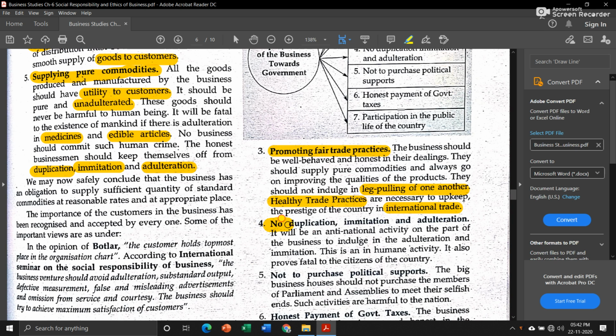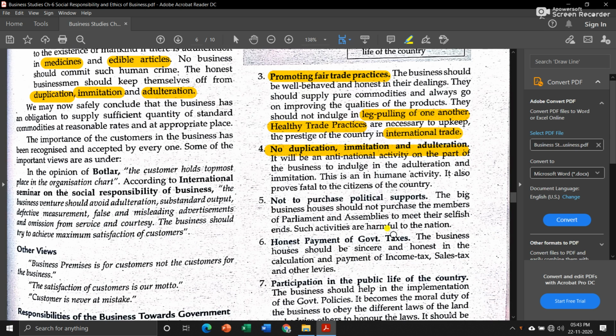The next is no duplication, imitation, and adulteration. Now, it is against the national interest if any business tries to duplicate or imitate another company or other brands, as well as if they try to do anything wrong, like we have earlier talked about medicine. If there are any suspicious activities going on in pharmaceutical companies, then it is nothing but an anti-national activity, so a business should not indulge in this kind of activity.